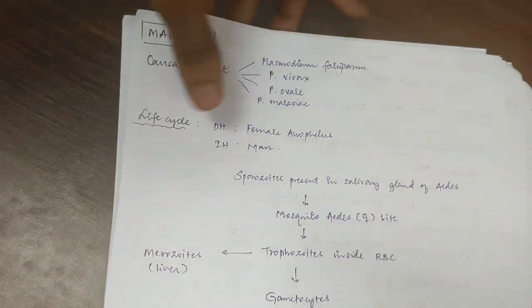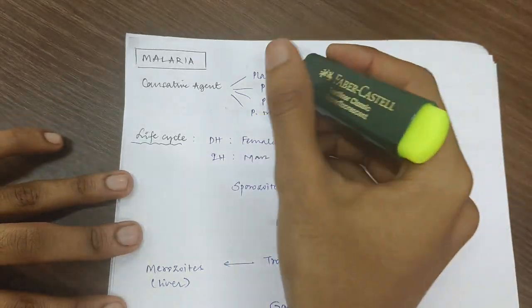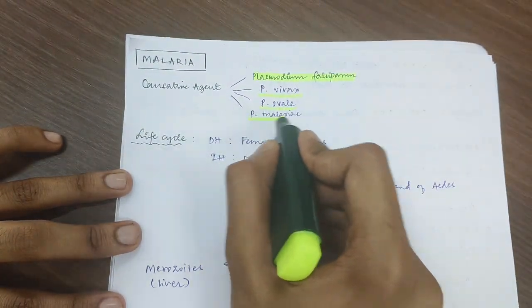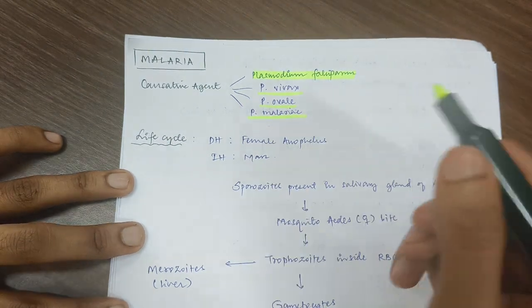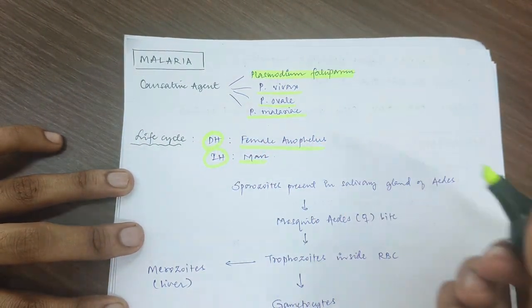Next disease is malaria. Causative agent is Plasmodium falciparum. Other species are Plasmodium vivax, Plasmodium ovale, and Plasmodium malariae. What is the life cycle? Basically, the definitive host is female Anopheles, intermediate host is man.